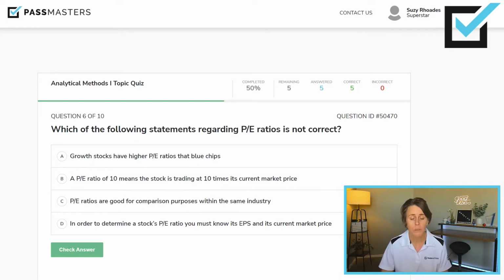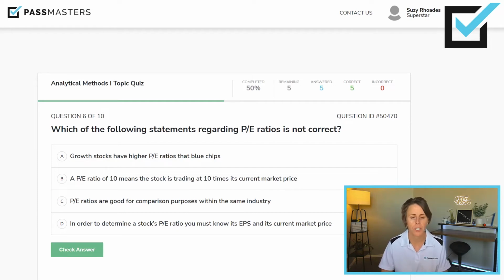A PE ratio of 10 means the stock is trading at 10 times its current market price. No, that's not correct. A PE ratio of 10 means that the stock is trading at 10 times its earnings per share. That's what would make that true. But let's check the other two and make sure that they're both true.